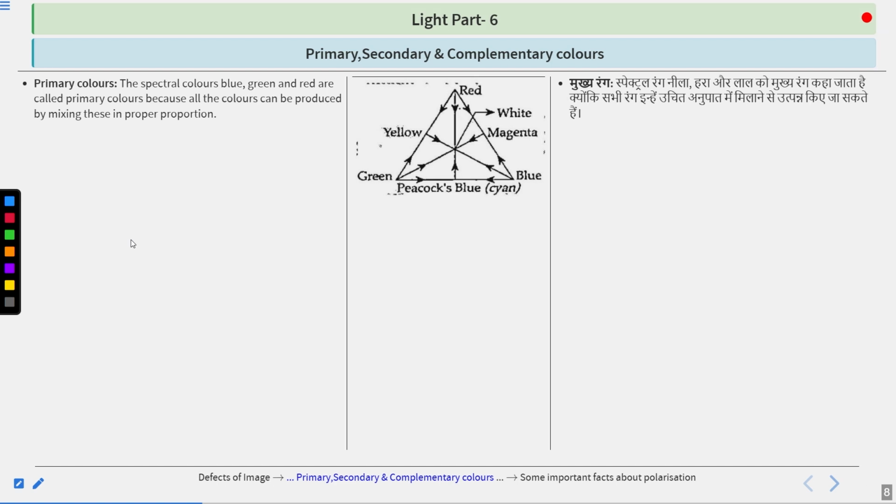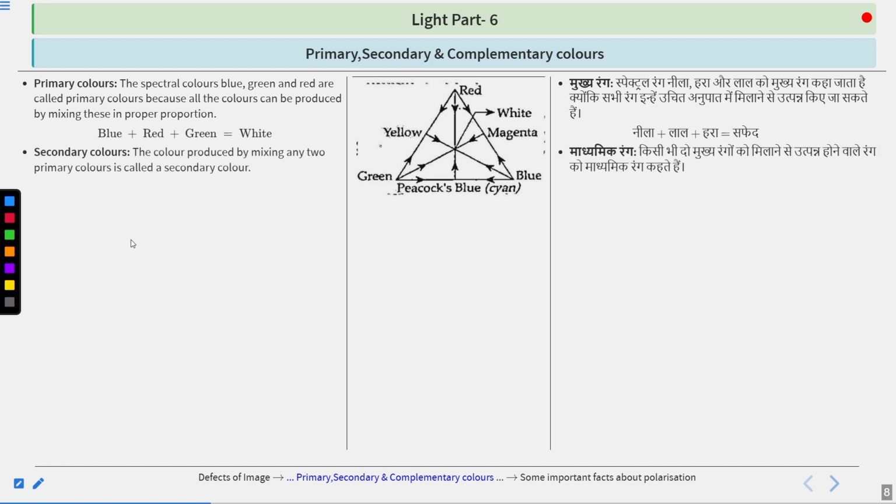Now, the primary, secondary, and complementary colors. First, primary colors. The spectral colors blue, green, and red are called the primary colors because all colors could be produced by mixing these in proper proportion. So we could say the basic, or fundamental, colors are blue, green, and red. All the colors could be produced by mixing them together, but in a proper proportion. Blue plus red plus green becomes white.